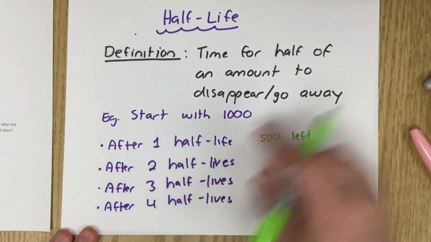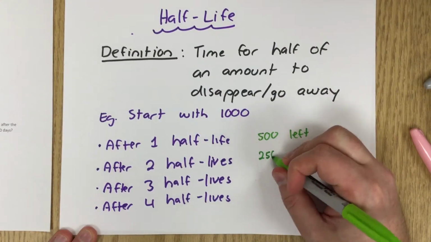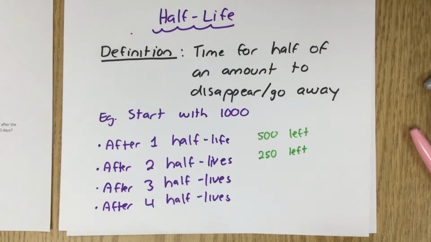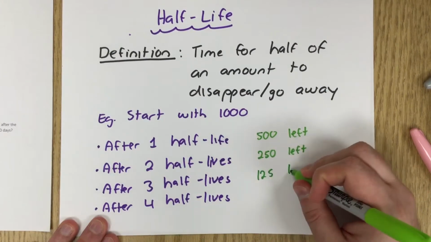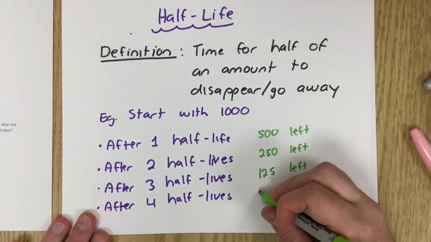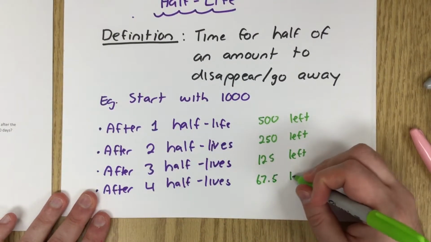After two half-lives, so we lost half, then we lost half again, there would be 250 left. So what we're doing with a half-life is essentially a decay problem where we're losing 50%. So we're always losing half of it. After three half-lives, we're going to have 125 things left. After four half-lives, we're going to have 67 and a half things left.